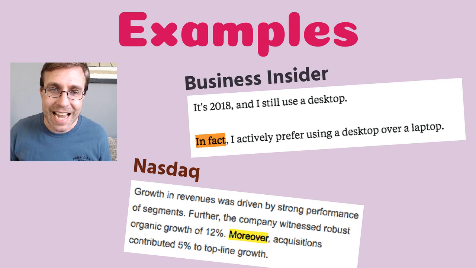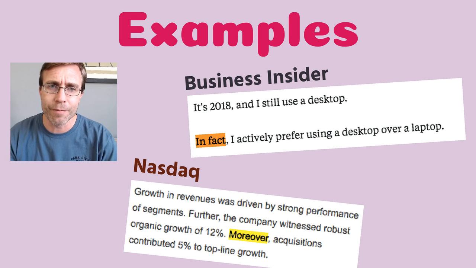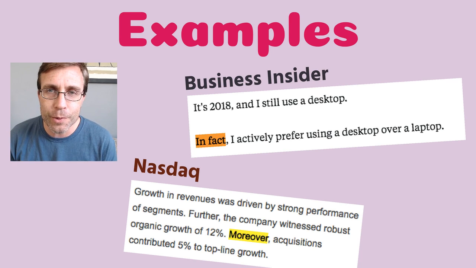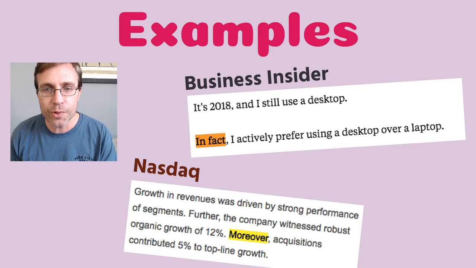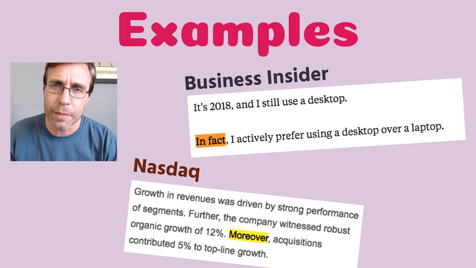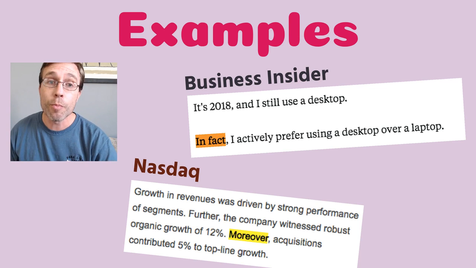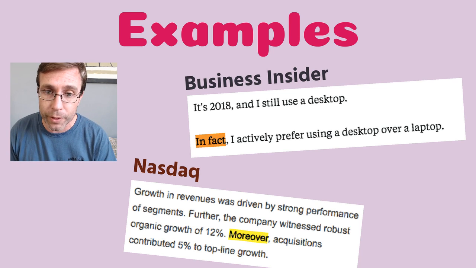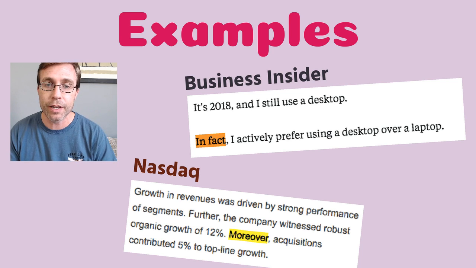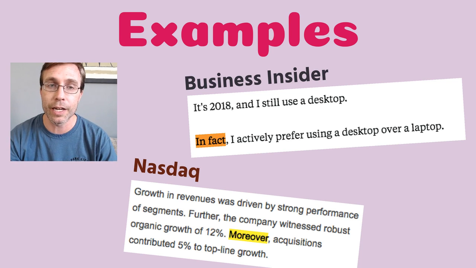The next one is NASDAQ, which again is that stock exchange. So a lot of stock stuff and financial stuff in here. Growth in revenues was driven by strong performance of segments. Further, the company witnessed robust organic growth of 12%. Moreover, all right, also more importantly, acquisitions contributed 5% to top line growth. These are some great real life examples that reinforce how to use these signposts and what these signposts mean.